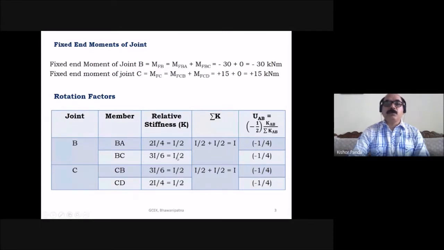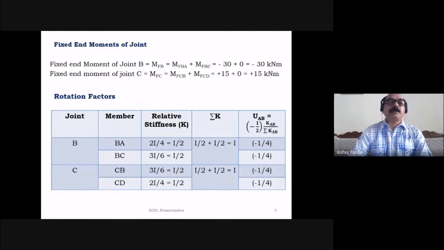Similarly, the rotation factor of member BC, UBC, is equal to minus half into I by 2 divided by I, which is equal to minus 1 by 4. Similarly, the rotation factor for member CB, UCB, is equal to minus half into I by 2 divided by I, which is equal to minus 1 by 4. Similarly, for member CD also you can find that this is also minus 1 by 4. So these are the rotation factors for the members.